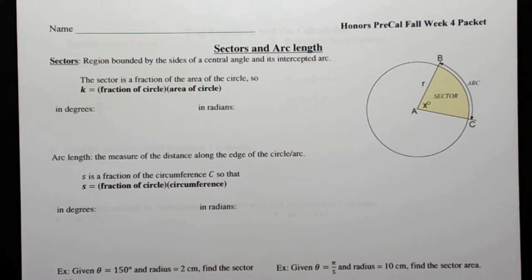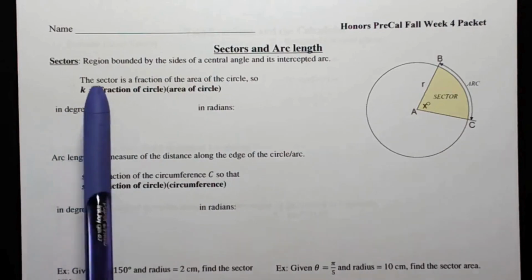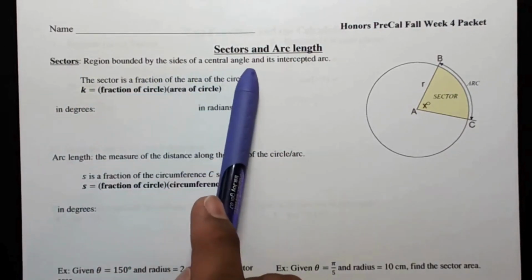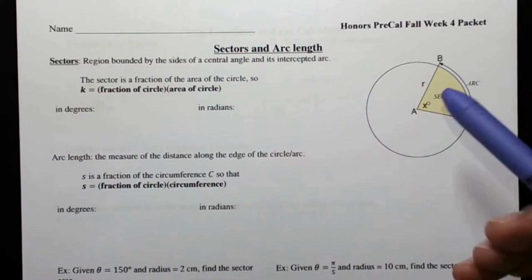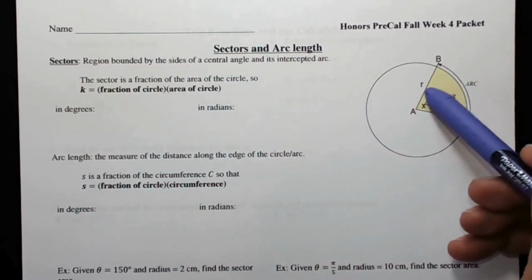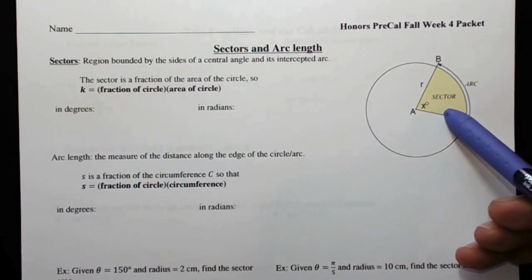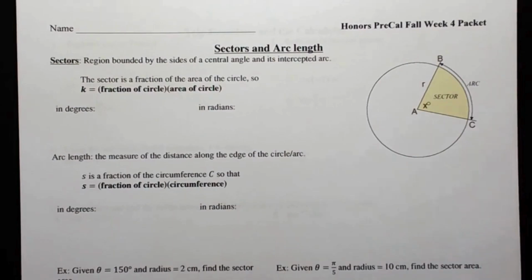The first section that we're going to talk about is sectors and arc length. A sector is a region bounded by the sides of a central angle and its intercepted arc. So the sector area is this yellow area here. I always think about it like a pie, like all that you're eating in that pie or that pizza, that's the sector area.